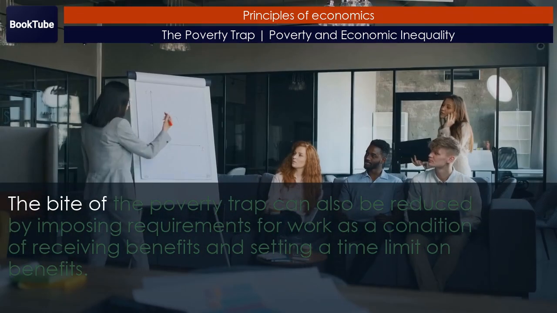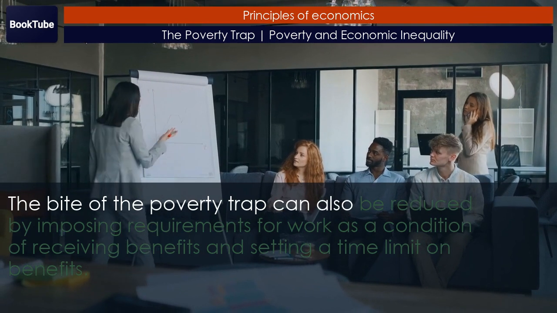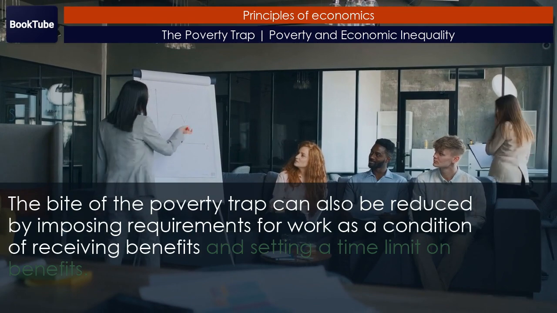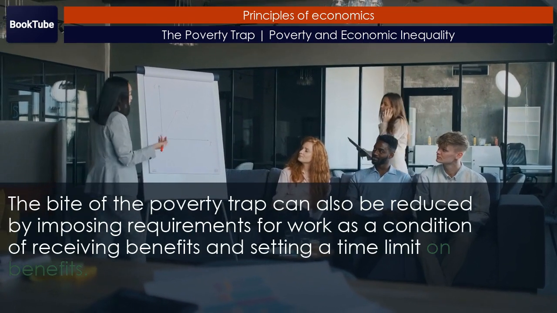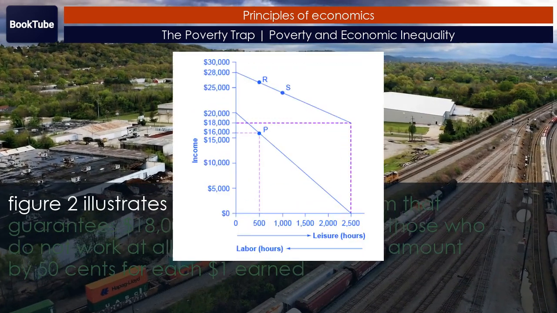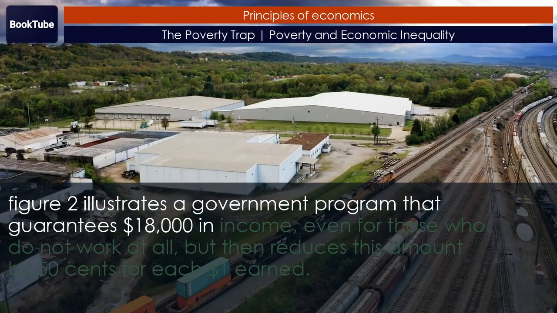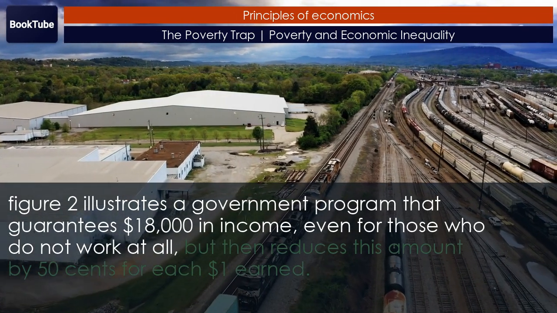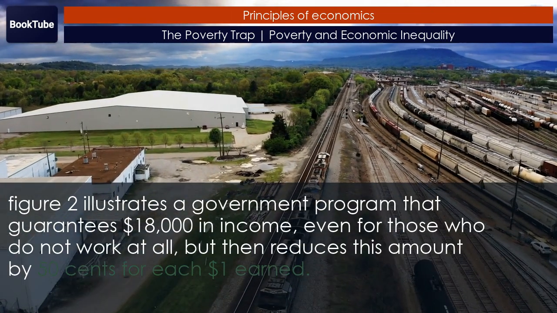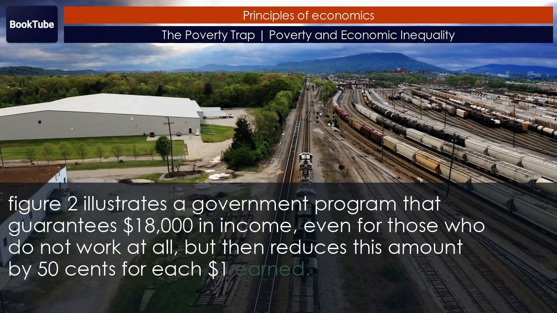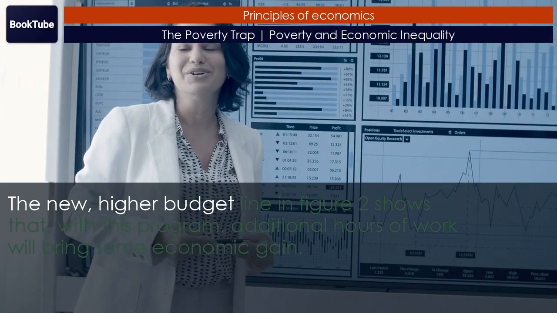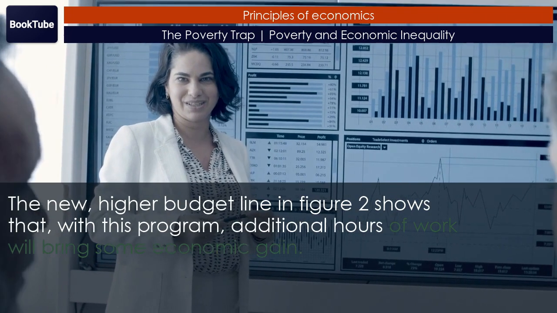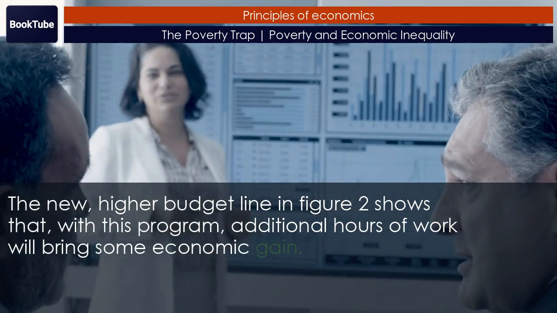The bite of the poverty trap can also be reduced by imposing requirements for work as a condition of receiving benefits and setting a time limit on benefits. Figure 2 illustrates a government program that guarantees $18,000 in income, even for those who do not work at all, but then reduces this amount by 50 cents for each $1 earned. The new, higher budget line in Figure 2 shows that, with this program, additional hours of work will bring some economic gain.